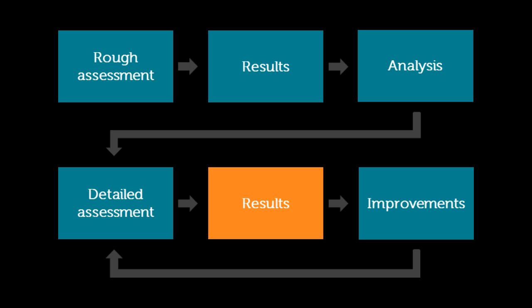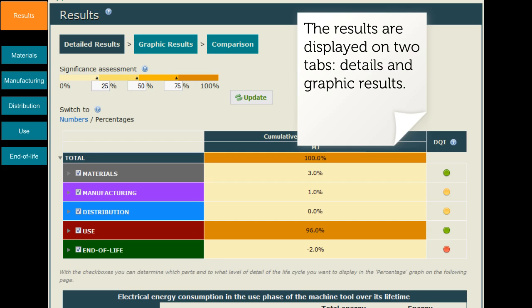Similar to the rough assessment, the results show us the cumulative energy demand in the 5 life cycle stages. Having entered much more detailed data, we have a greater depth and level of detail in the results, compared to the rough assessment. Results. Detailed assessment. The results are displayed on 2 tabs. Details and graphic results.